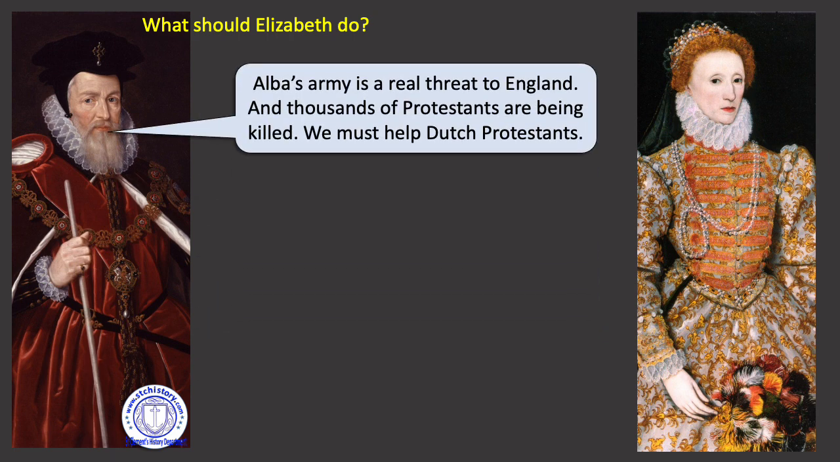So, furthermore, Cecil will say to Elizabeth, look, Alba's army is a real threat to England. There are 10,000 of them, just a short boat ride over the English Channel, and all of these Protestants are being killed in the most horrific of ways. You've seen the pictures. That's why it's important that I show you those pictures to understand why Cecil and other Protestants are so worried and so upset by what's happening in the Netherlands. He keeps saying we must help the Dutch Protestants. So he's putting pressure on Elizabeth to do something direct. Remember, she is not going to do direct yet. This is all going to be indirect.